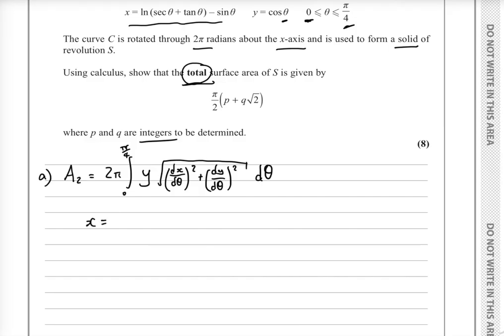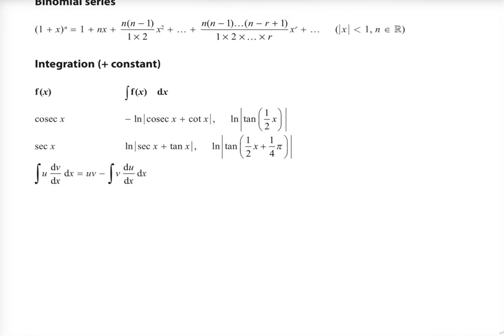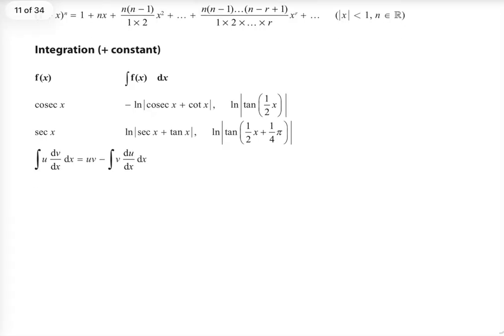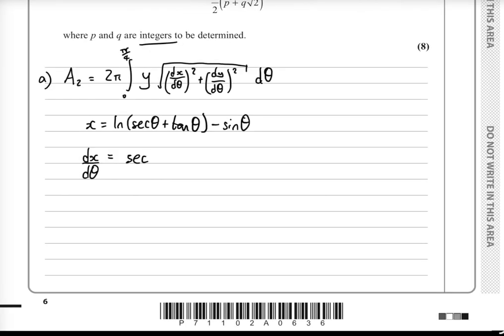So if x is log secant theta plus tan theta minus sine theta, then dx by d theta, I'm going to jump back to the formula booklet because differentiating that log makes me think there might be a standard derivative. It kind of is, but it's not in the differentiation section. It's in the integration section of the P4 part of the formula booklet here. So if you integrate secant x to get this, then differentiating this will give you secant x. So this all differentiates to secant theta, and sine becomes cosine.